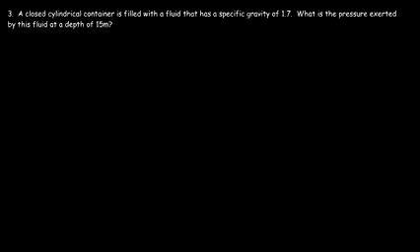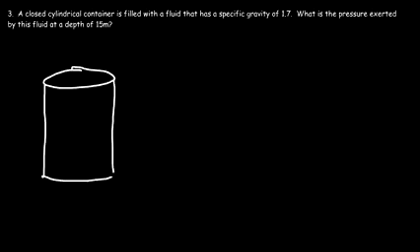Number 3. A closed cylindrical container is filled with a fluid that has a specific gravity of 1.7. What is the pressure exerted by this fluid at a depth of 15 meters? So let's say this is the cylindrical container, and it's closed, and it's filled with some fluid. So at a depth of 15 meters, let's say at this point, we want to know what's the pressure exerted at that depth.